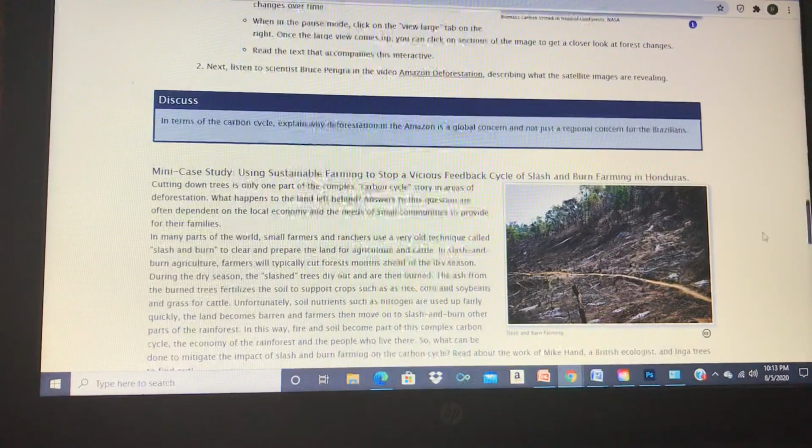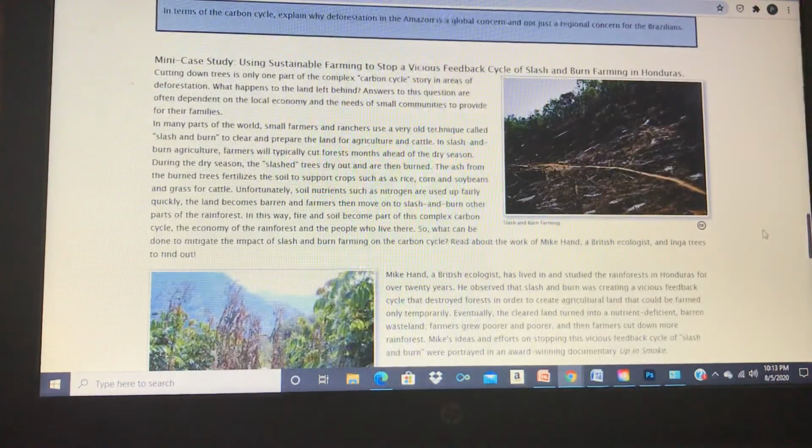Here is another picture. This is called slash and burn farming. This is another thing that I want you to just look at and pay attention to. Slash and burn is a technique that is used to clear and prepare land for agriculture and cattle. So what they do is they cut forests months ahead of the dry season. During their wet season, they cut the forest. That's the slashing part. They dry out and then burn that area.